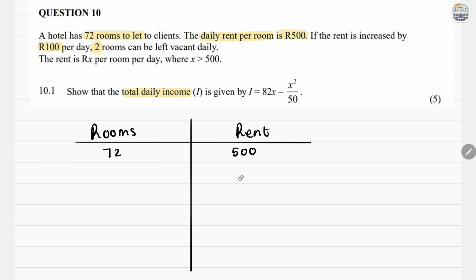So if this rent goes up by 100 Rand, it becomes 600 Rand, and then 2 rooms are left vacant. 2 rooms are going to be left open, meaning how many rooms will be rented out? 70 rooms will be rented out because 72 minus 2 is 70. And then the next day, because it's another day later, the rent will go up by 100 Rand, making this 700 Rand per room that you're going to have to pay as rent in each room.